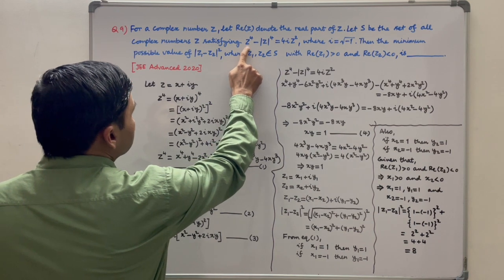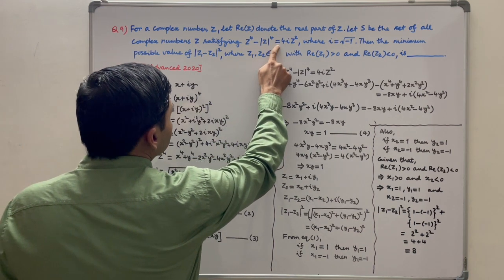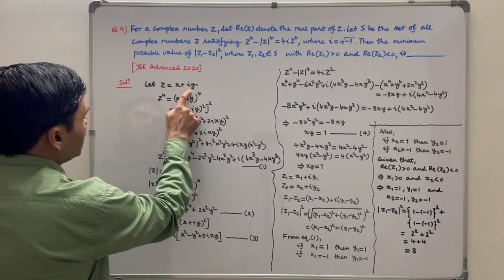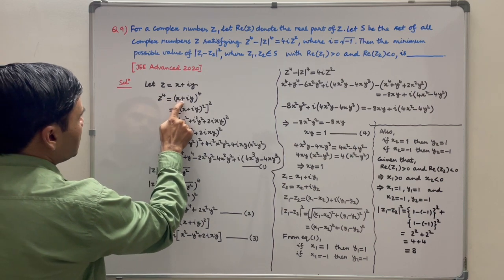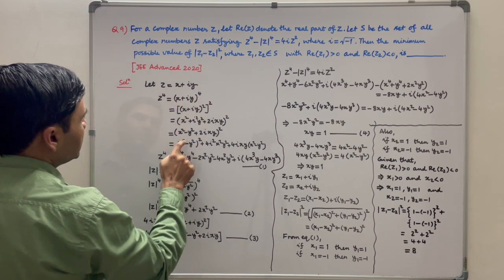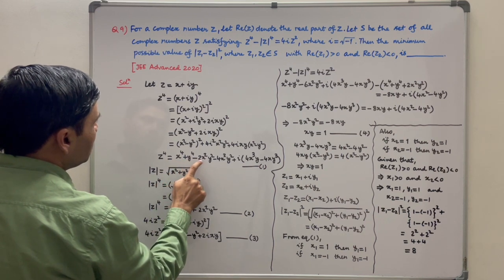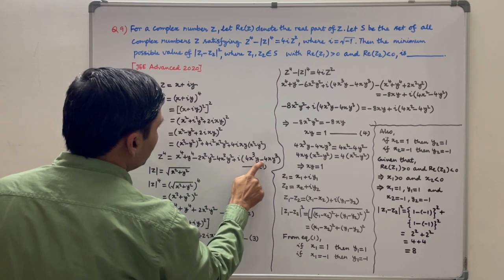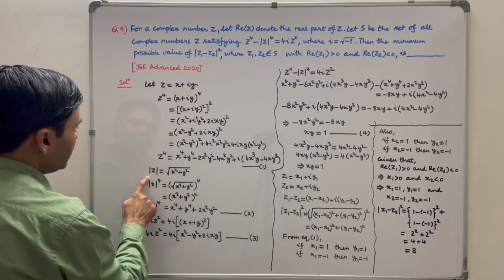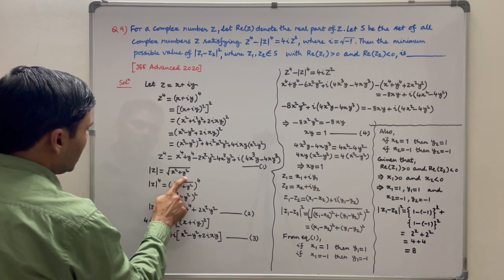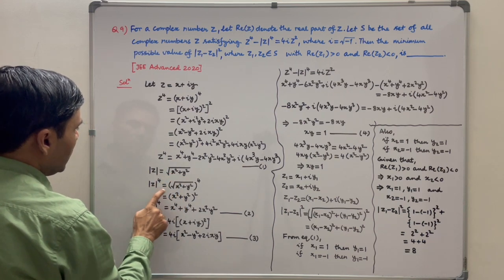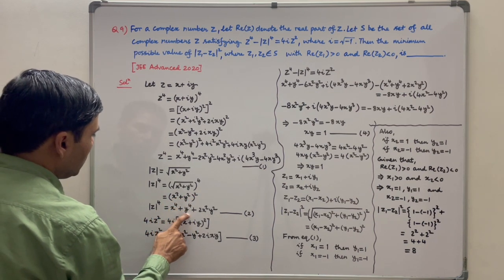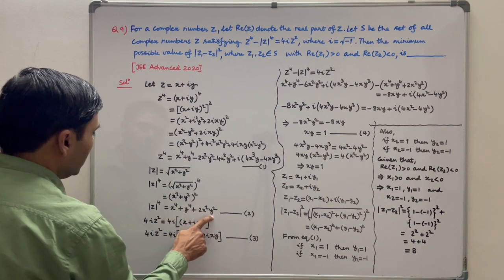First we will simplify z to power 4 minus mod z to power 4 is equal to 4i z square. Suppose z is equal to x plus iy. So z to power 4 is equal to x plus iy to the power 4. That gives x to power 4 plus y to power 4 minus 6x square y square plus i into 4x cube y minus 4xy cube. Mod z is equal to under root x square plus y square. So mod z to power 4 is equal to x square plus y square whole square, and that is equal to x to power 4 plus y to power 4 plus 2x square y square.